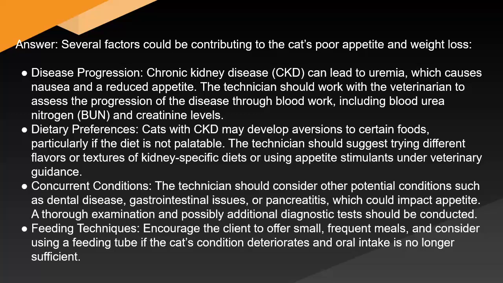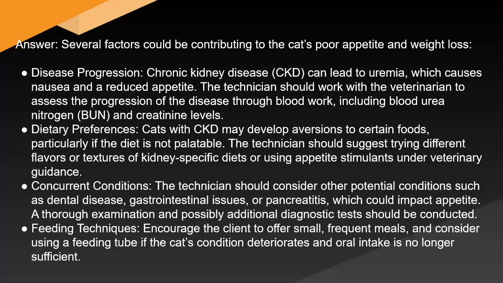Disease progression: chronic kidney disease, CKD, can lead to uremia, which causes nausea and a reduced appetite. The technician should work with the veterinarian to assess the progression of the disease through blood work, including blood urea nitrogen (BUN) and creatinine levels. Dietary preferences: cats with CKD may develop aversions to certain foods, particularly if the diet is not palatable. The technician should suggest trying different flavors or textures of kidney-specific diets or using appetite stimulants under veterinary guidance.